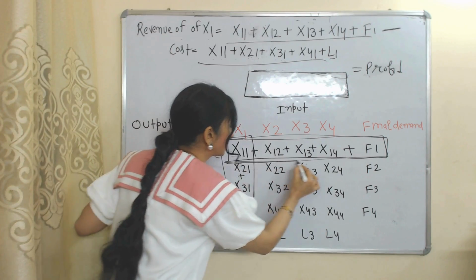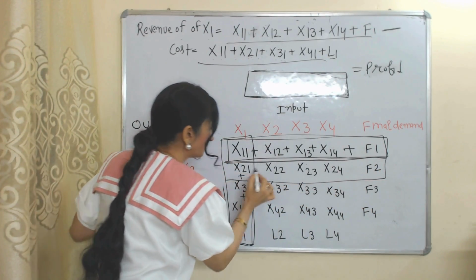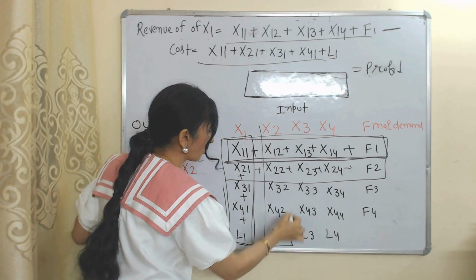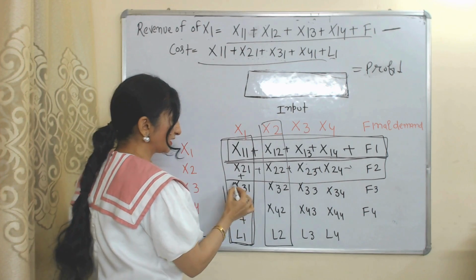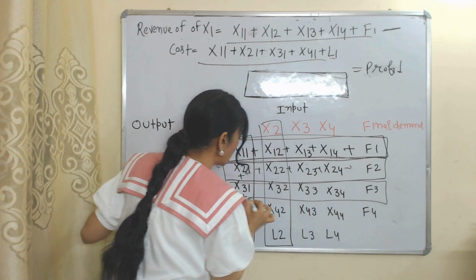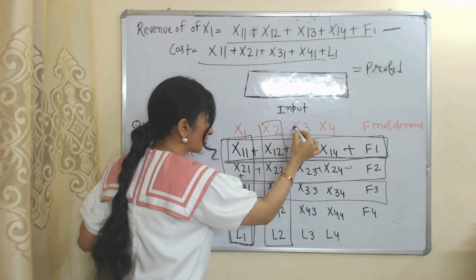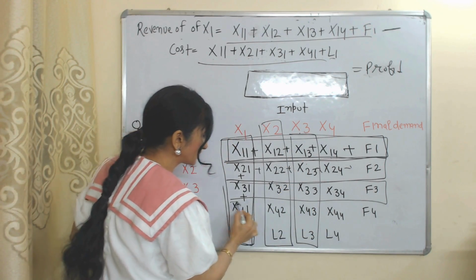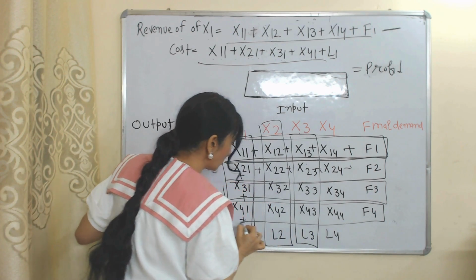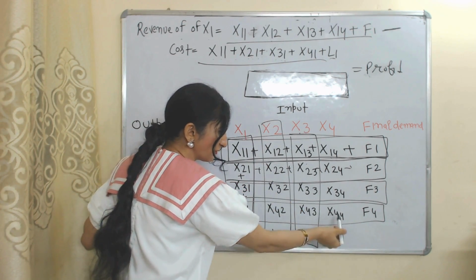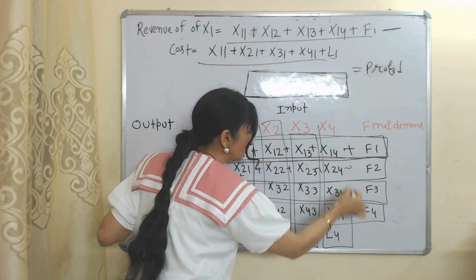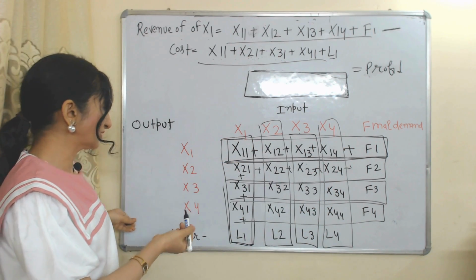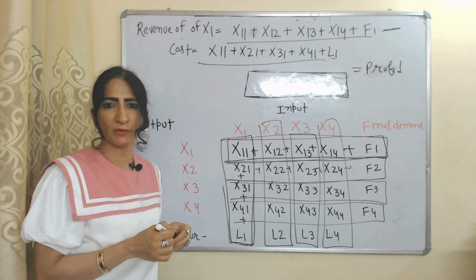This row will be called the revenue of the second industry, and this column will be called the cost of the second industry. Similarly, this row will be called the revenue of the third industry, and this column will be called the cost of the third industry. Similarly, this row will be called the revenue of the fourth industry, and this column will be called the cost of the fourth industry. So in this way we can calculate the cost, revenue and profit of an industry.